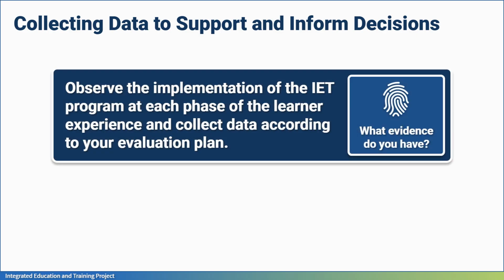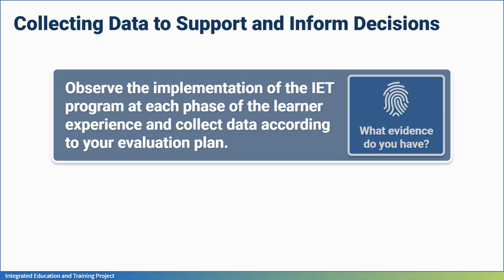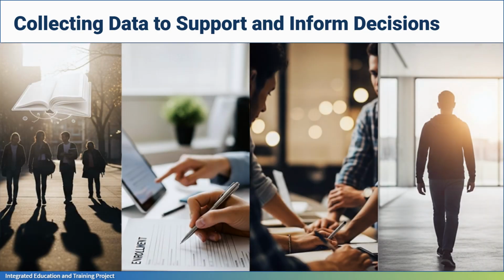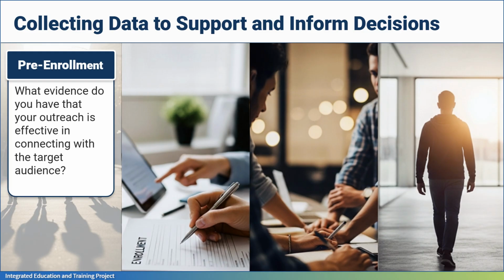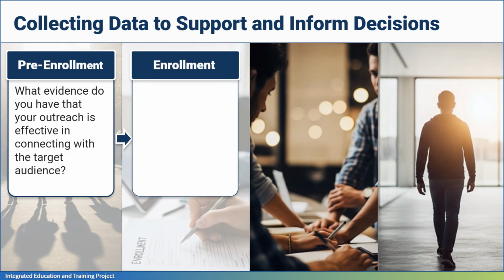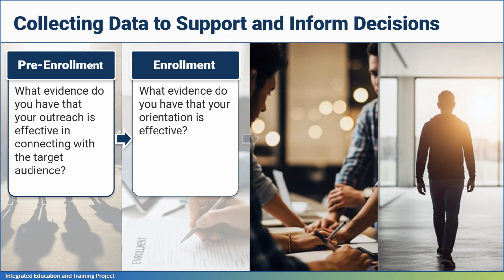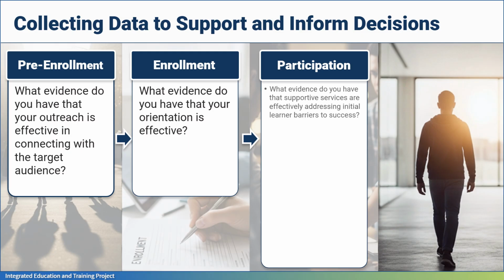You'll want to collect data throughout each phase of the IET program in order to evaluate its effectiveness. Here are some examples of questions in each of the IET learner phases that data could help to answer. Pre-enrollment. What evidence do you have that your outreach is effective in connecting with the target audience? Enrollment. What evidence do you have that your orientation is effective? Participation. What evidence do you have that supportive services are effectively addressing initial learner barriers to success?